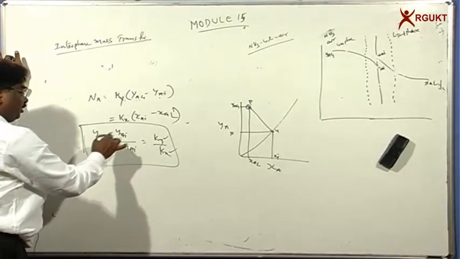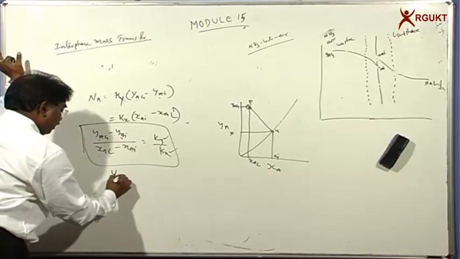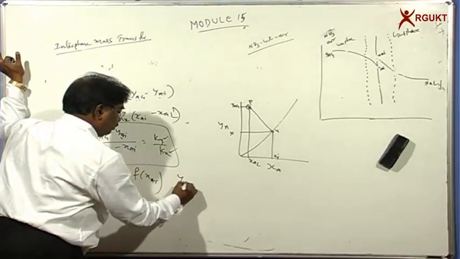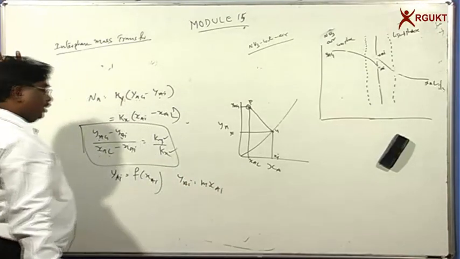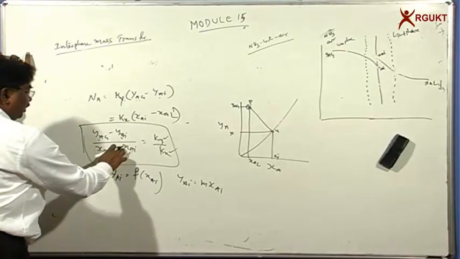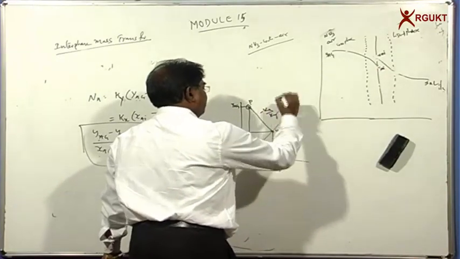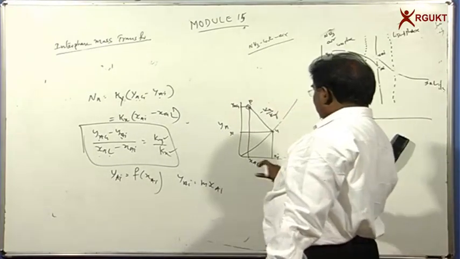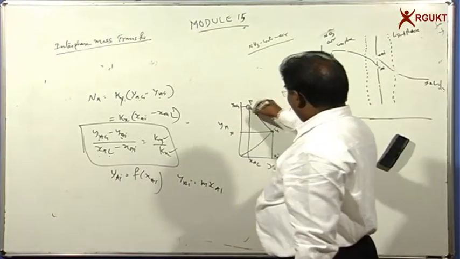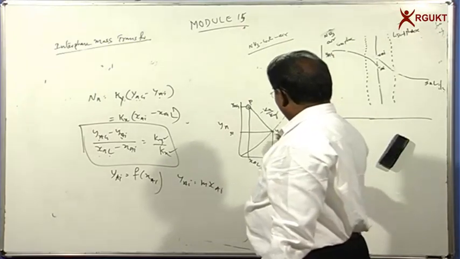Now in this equation there are two unknowns, YAI and XAI, but we know there is a functional relationship, YAI is a function of XAI. With simple Henry's law, YAI is equal to M into XAI. Maybe we can substitute these values here, and one can solve for XAI, then solve for YAI. When representing on a graph sheet, this is the equilibrium relationship, this is XAL, and this is YAG. After representing YAG and XAL, we can substitute the point here and draw a line with a slope of minus Kx by Ky. Where it touches the equilibrium diagram, that will provide XAI and YAI.